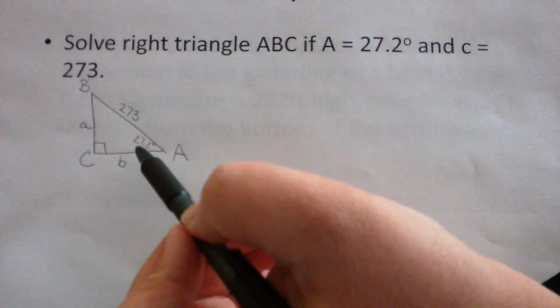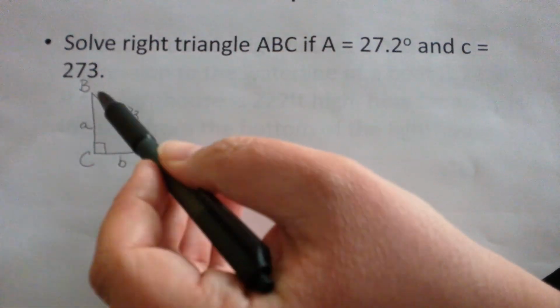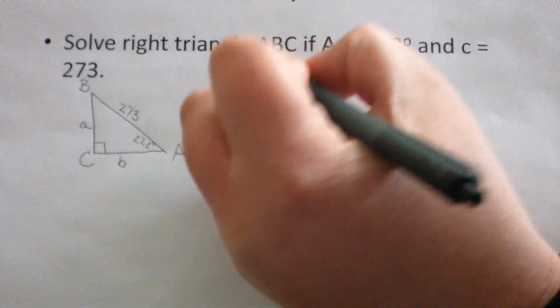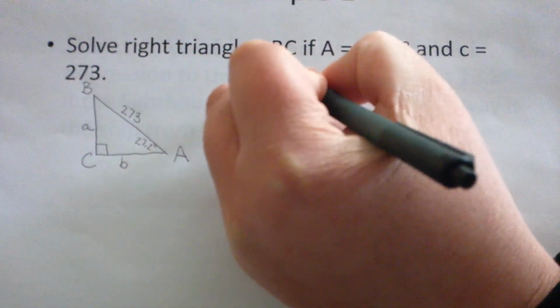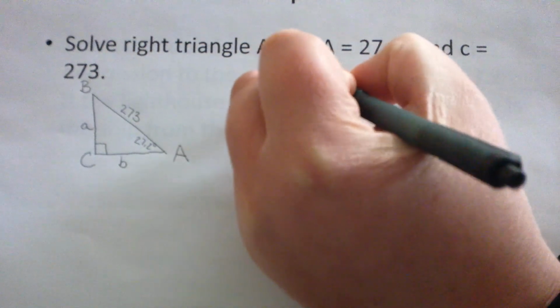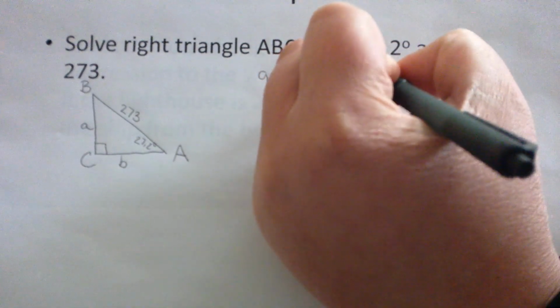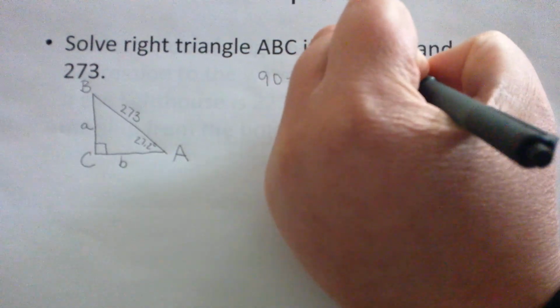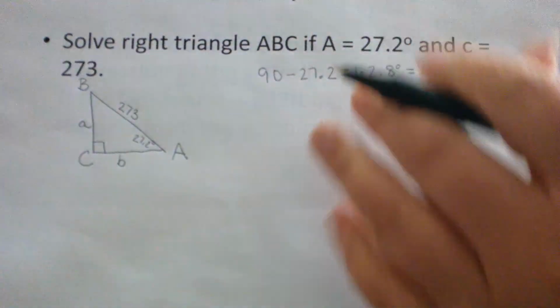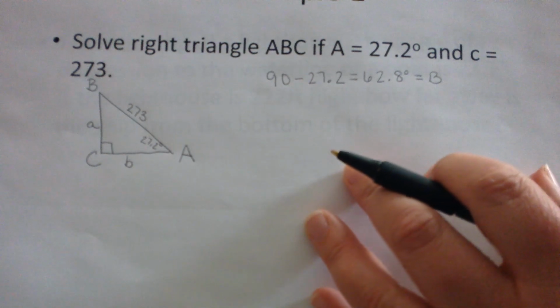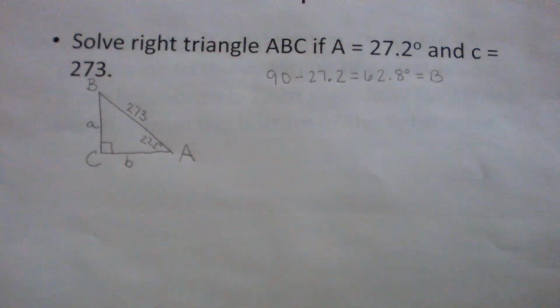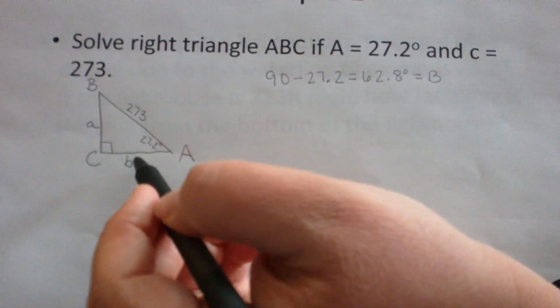And even more specifically, the two acute angles have to be equal to 90. So if I take 90 minus 27.2, that will give me angle B, 62.8 degrees, is the measure of angle B. And then I need to find side A and side B.